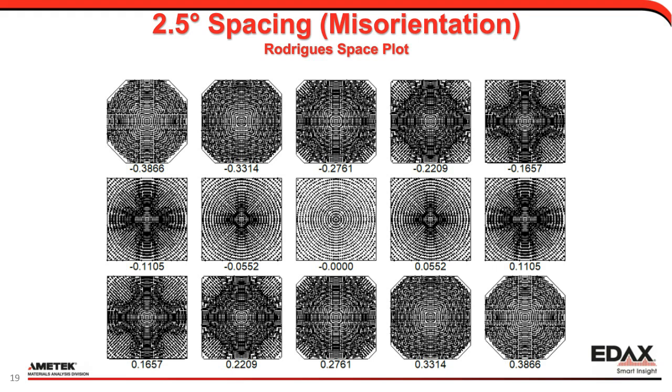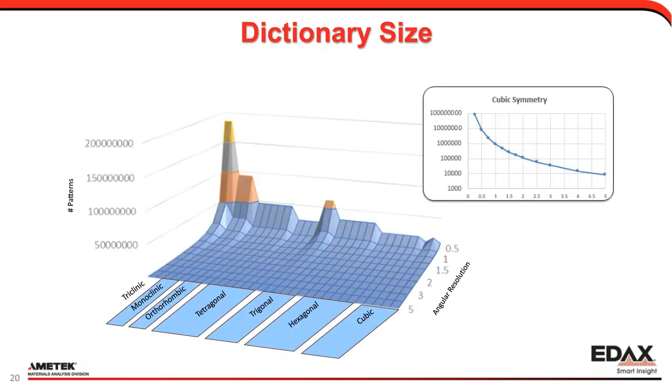The dictionary size is something to consider. So I've been showing examples for cubic. You can see there for cubic symmetry, depending upon the target misorientation, the number of patterns goes up quickly. So if I go to 2.5 degrees in my graph there, I'm up to 100 million orientations. You can see if I go to triclinic symmetry, that goes up even more rapidly, and it becomes difficult then to do these very, very fine grids for the lower symmetries. But you can do it. It just takes patience and computing power.